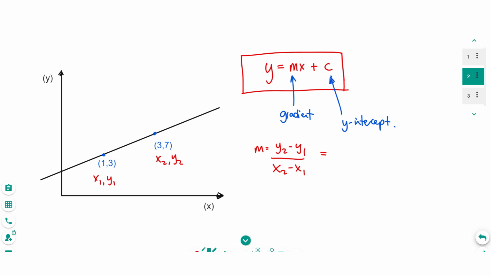So y2 is 7, so it's going to be 7 minus 3, divided by 3 minus 1. Okay, so that's 4 over 2, which is equal to 2. So the gradient of this line is 2, and that's the difference in y divided by the difference in x. And I know it's a positive gradient because it's sloping up from left to right.